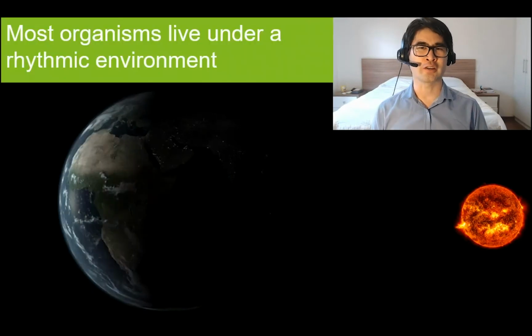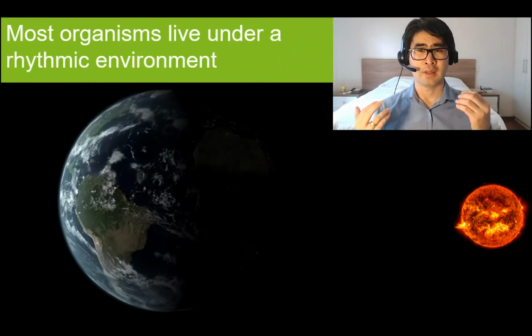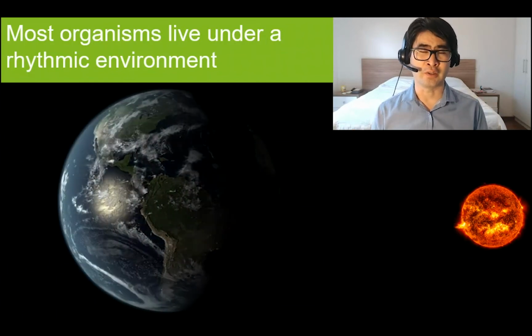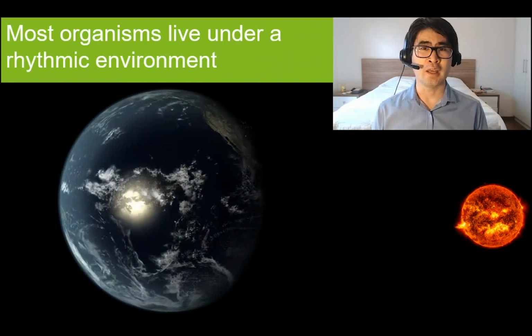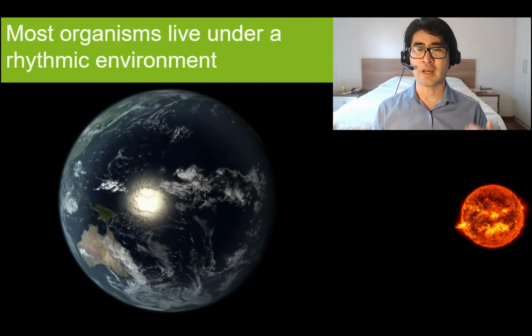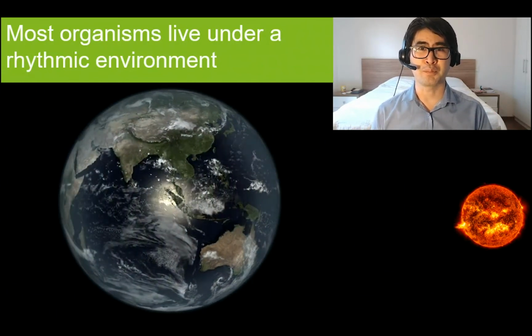Most organisms live under a rhythmic environment. You have light coming in at dawn, and then temperature rising during the day, and during the night you have darkness and then temperature going down. And those changes are mostly predictable.